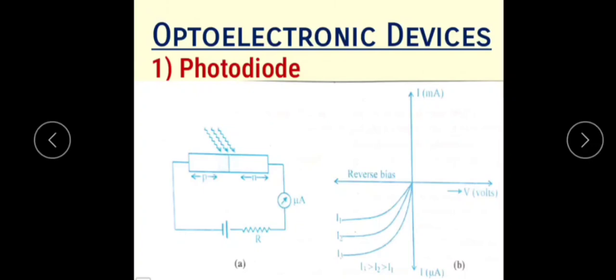Second one is in the receivers of remote controls. In the television remote, it is used as a receiver. In the music system, DVD players, there are many systems with a remote control. In the remote control, this diode works like a receiver.